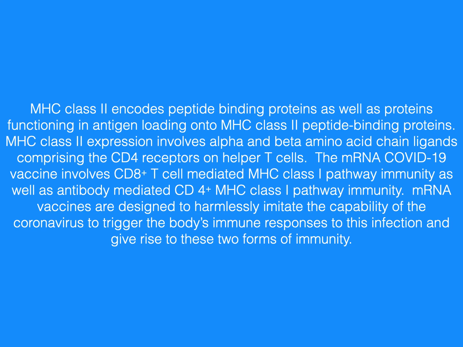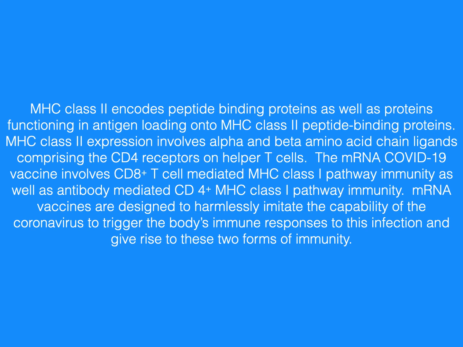MHC class II encodes peptide binding proteins as well as proteins functioning in antigen loading onto MHC class II peptide binding proteins. MHC class II expression involves alpha and beta amino acid chain ligands comprising the CD4 receptors on helper T cells. The mRNA COVID-19 vaccine involves CD8 plus T cell mediated MHC class I pathway immunity, as well as antibody mediated CD4 plus MHC class I pathway immunity.